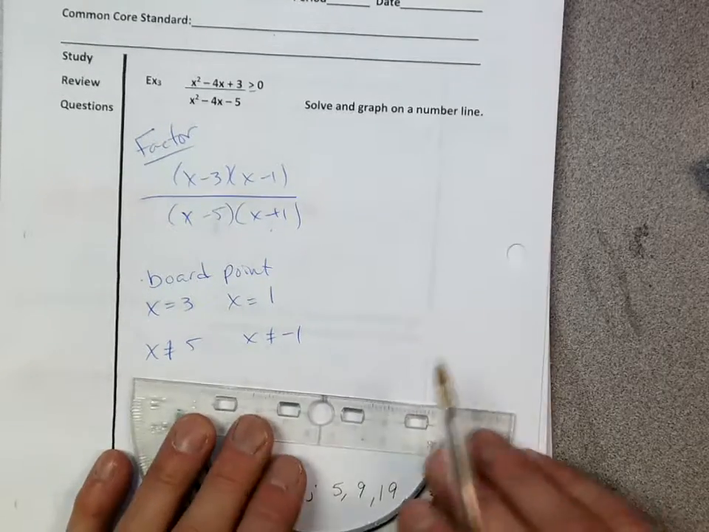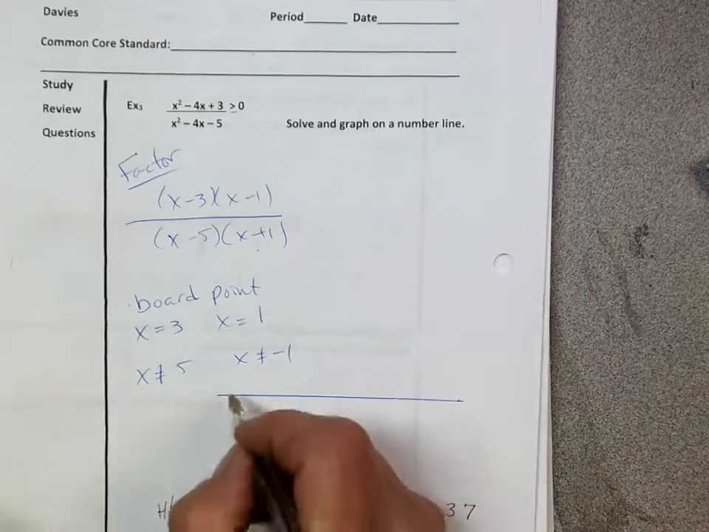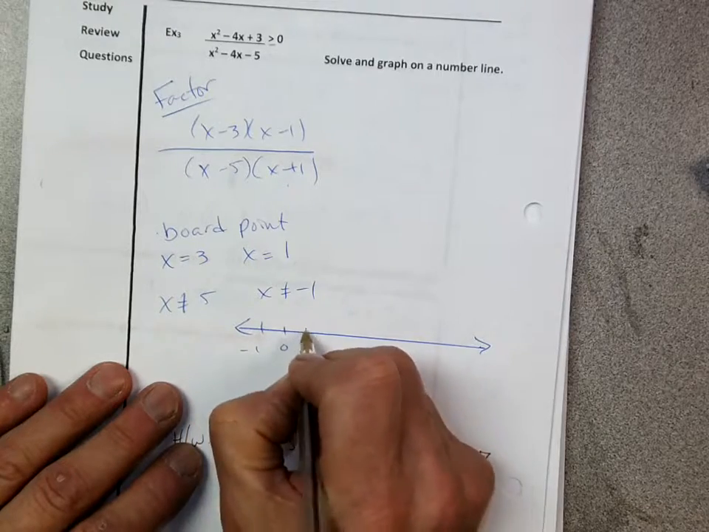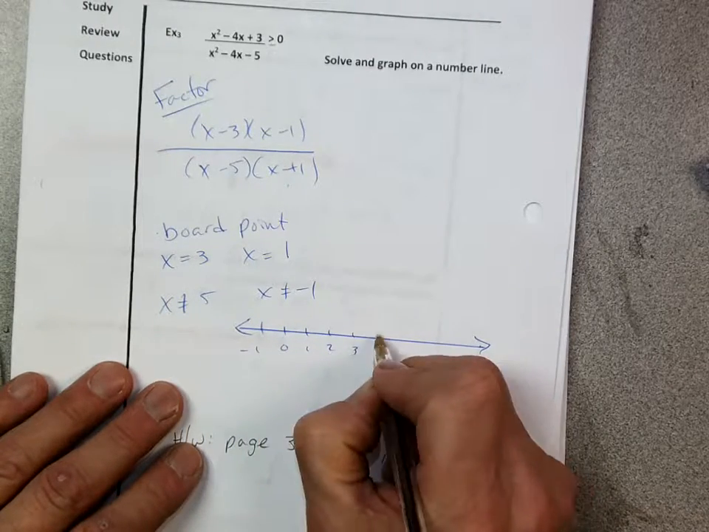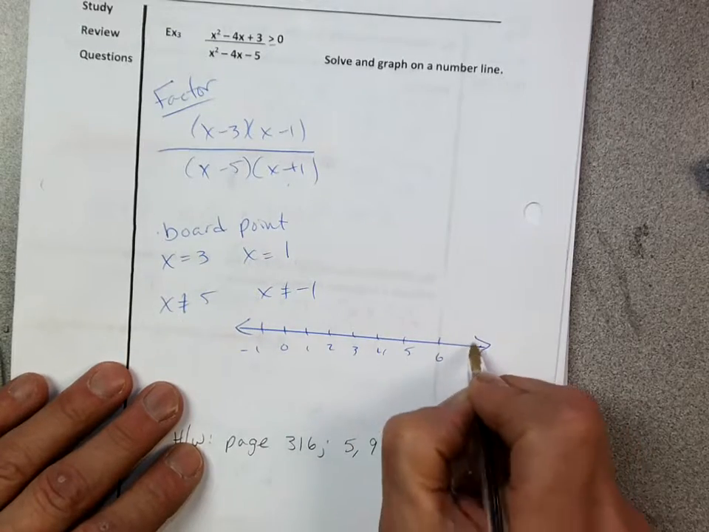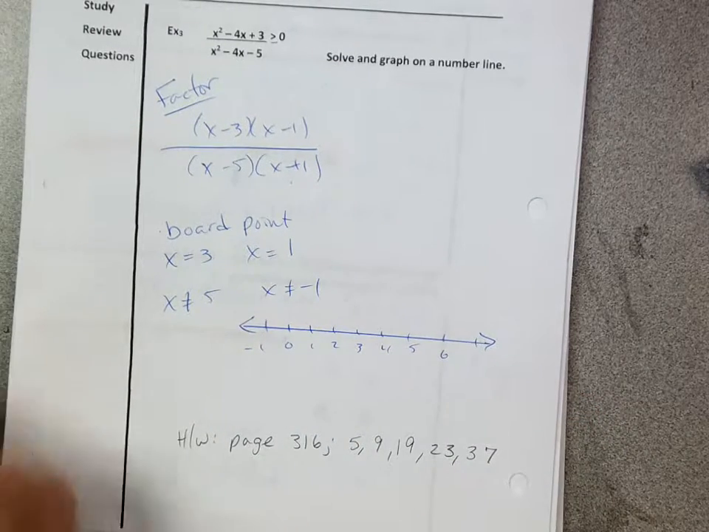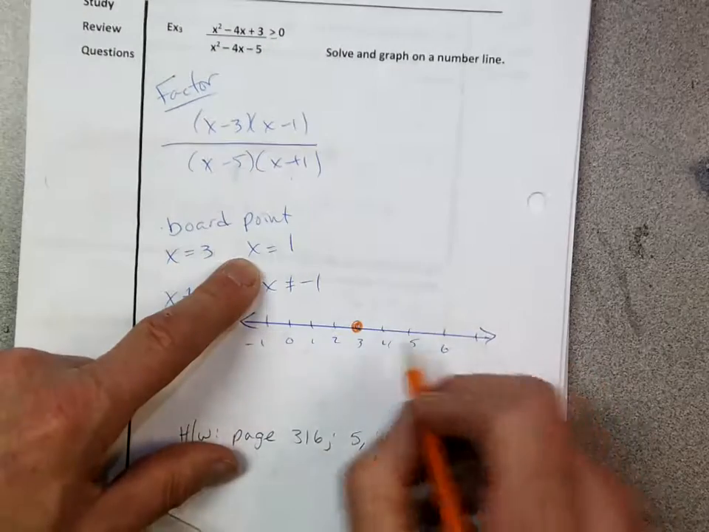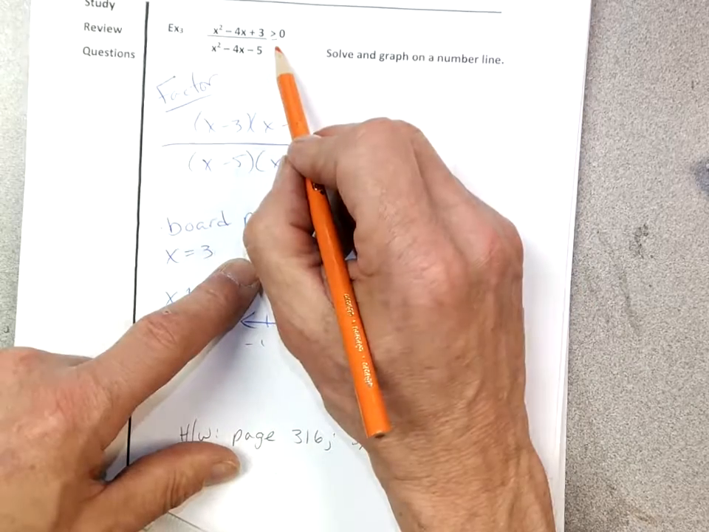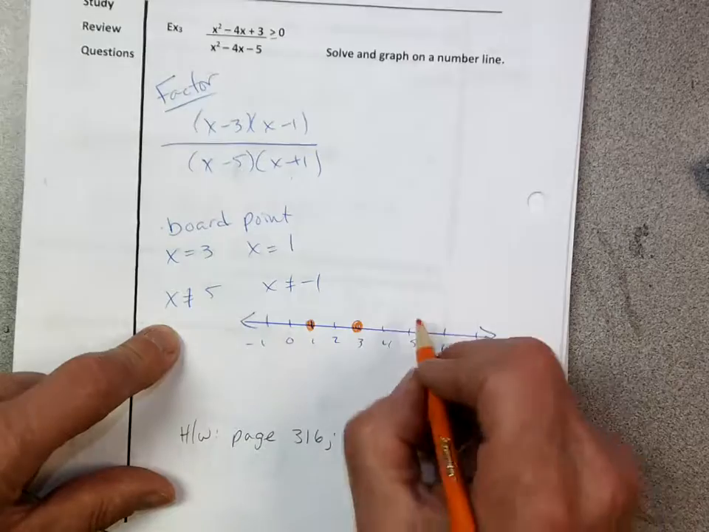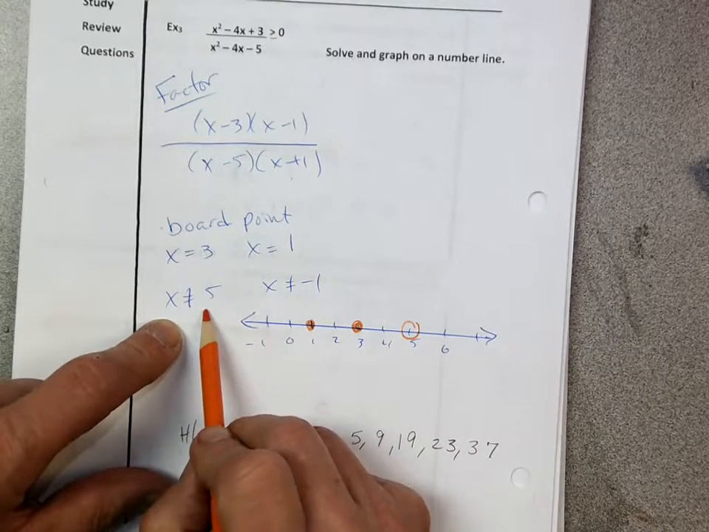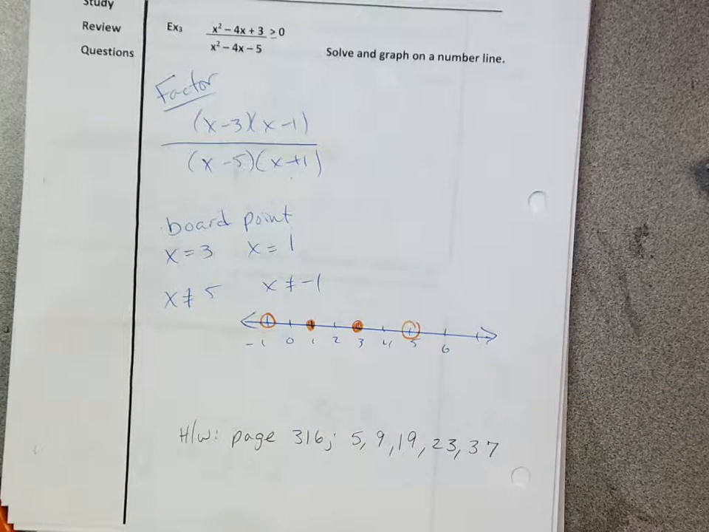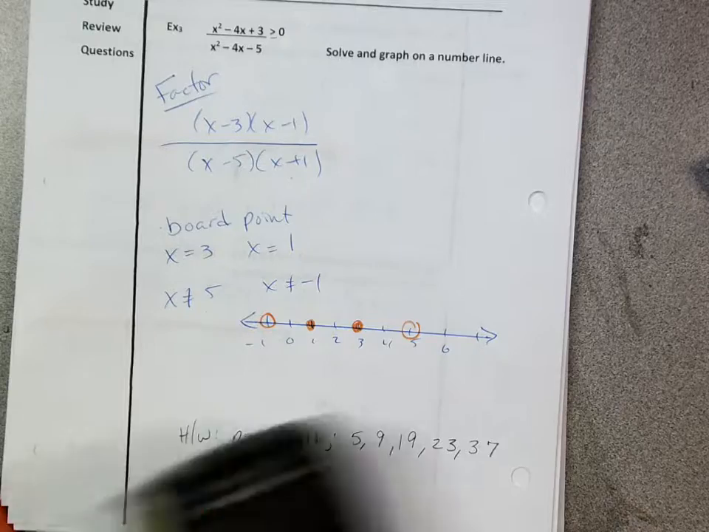So let's do my number line, okay? So I take my number line, and I've got, let's see, -1, 0, 1, 2, 3, 4, 5, 6, okay? Solid dot at 3 because of the equals, right? Solid dot at 1 because of the equals. Open dot at 5 because it can't equal 5, right? And open dot at -1, okay? Now, where do I shade? Let's look at it. Let's put it in the calculator. Let's take a look at it, okay?